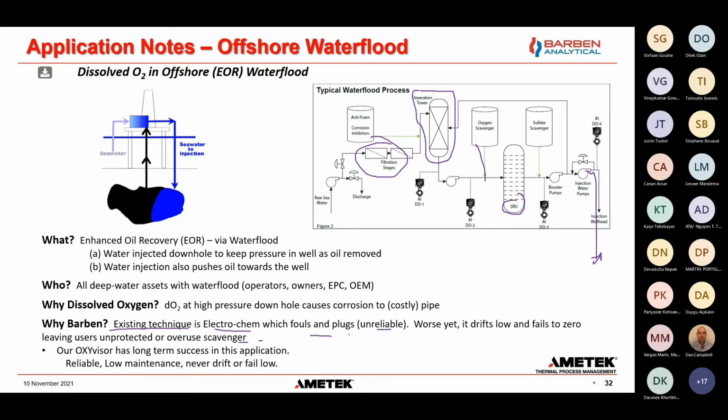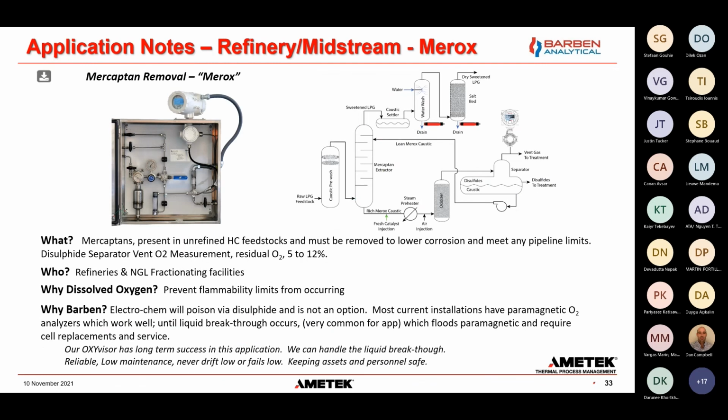So a Merox application, this is simply a mercaptan extractant process to remove some of the mercaptans with a caustic stream. So we have the separator here in that process. What happens, we need to separate the caustic from the disulphide in recovery, and there is a vent that comes off of there. And this is a very common place for us to measure oxygen.